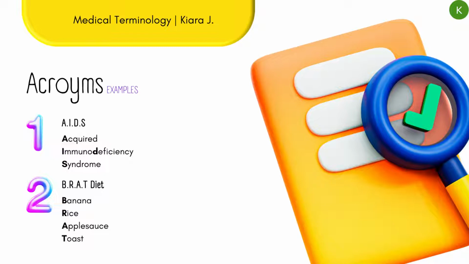The next example of an acronym is the BRAT diet. This is bread, rice, applesauce, and toast. This is a diet given to people who are experiencing diarrhea. This is used to help bind up the bowels and turn them into a solid.